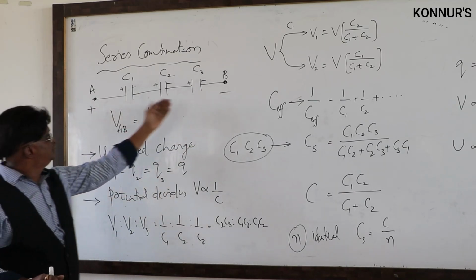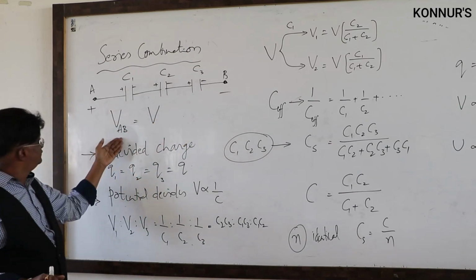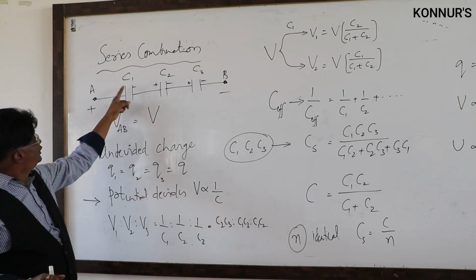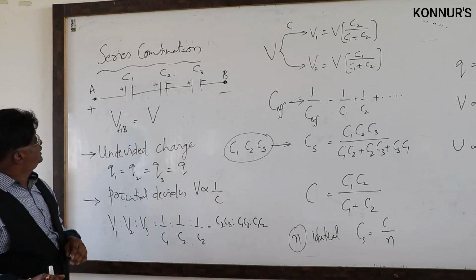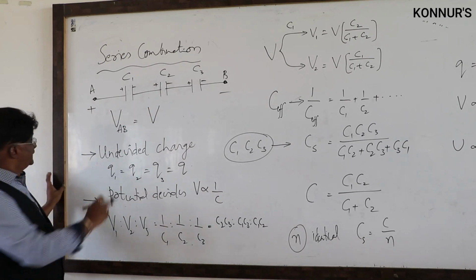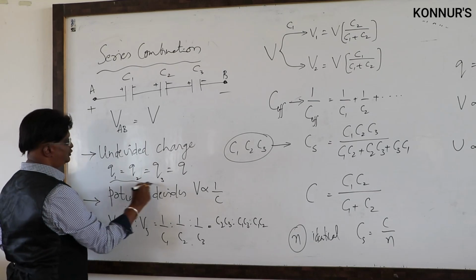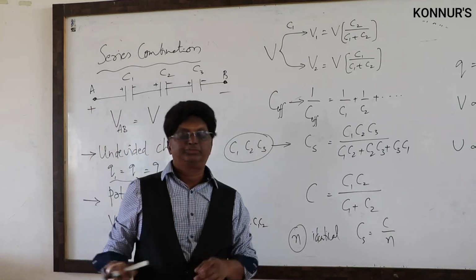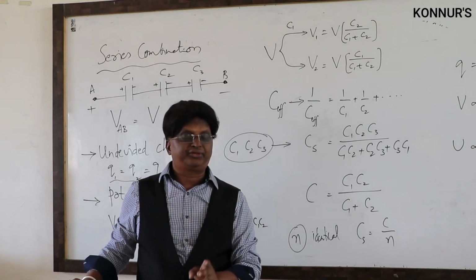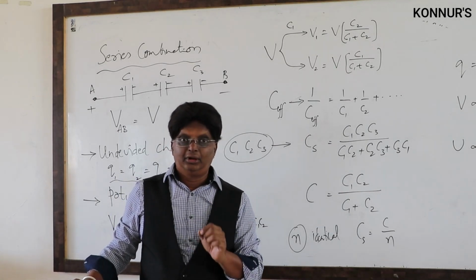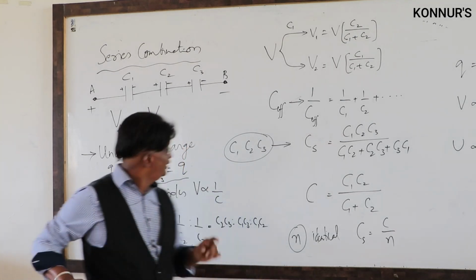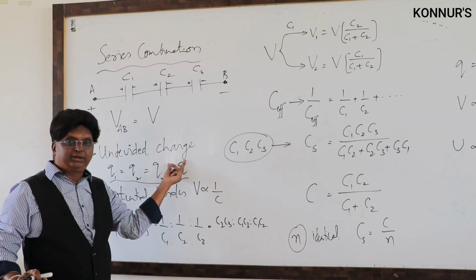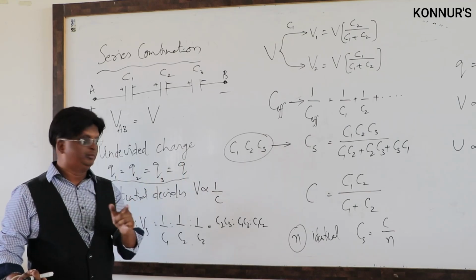A at higher potential, B at lower potential. I have considered VAB equal to V. Now here, please look at this charge distribution, alternate plus minus. You will find undivided charge, therefore Q1 equal to Q2 is equal to Q3 is equal to Q, the common charge. Please don't ever say same charge, it is common charge which is undivided. This Q is the charge supplied by the battery, it is not same, it is the common charge.